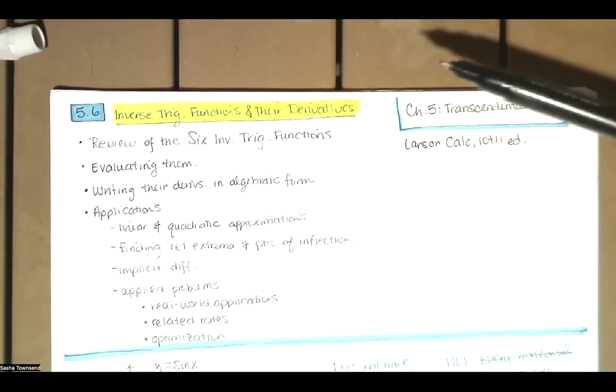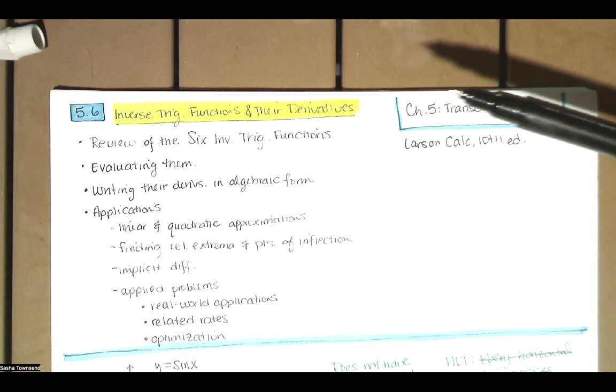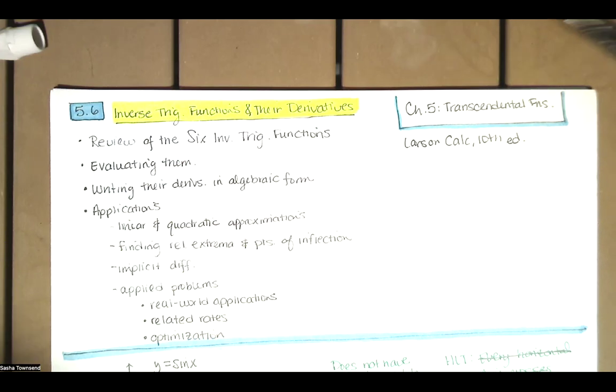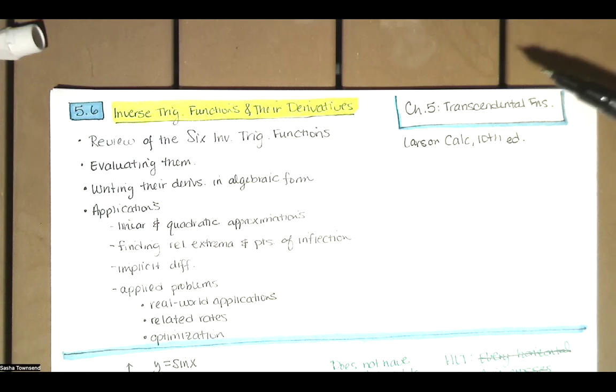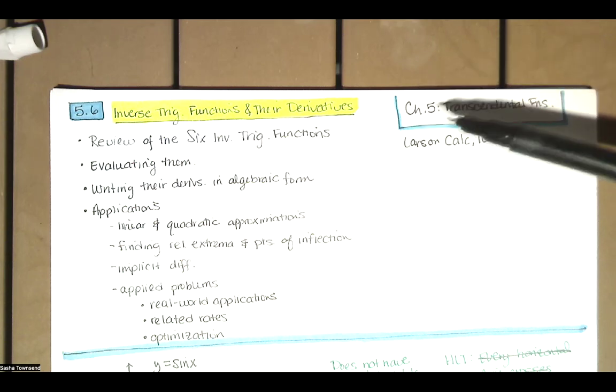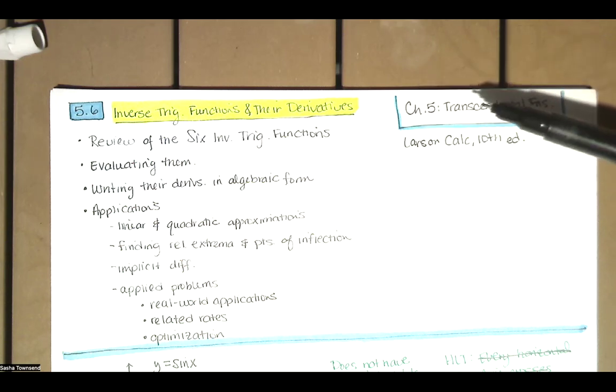In this video, we discuss section 5.6, which is about inverse trigonometric functions and their derivatives. This is the sixth section in chapter 5, which is all about transcendental functions. So transcendental functions are logarithmic functions or exponential functions, all six trig functions, the inverse trig functions, and the hyperbolic functions. We covered these earlier this semester when we discussed units 1 through 4.